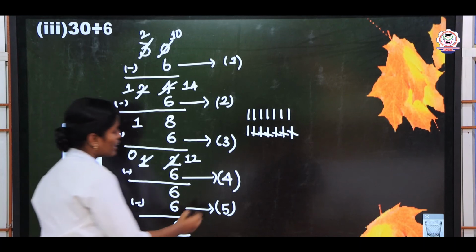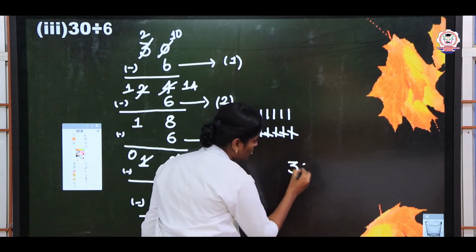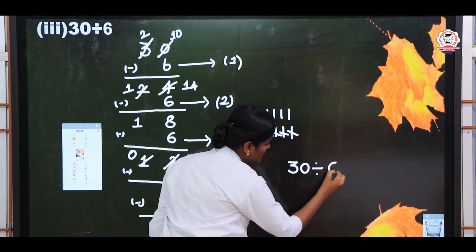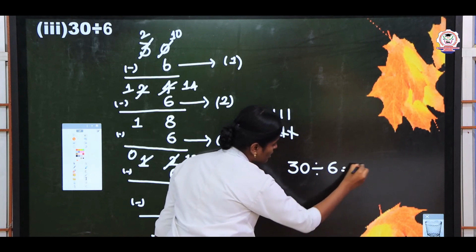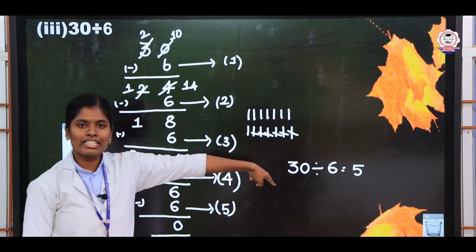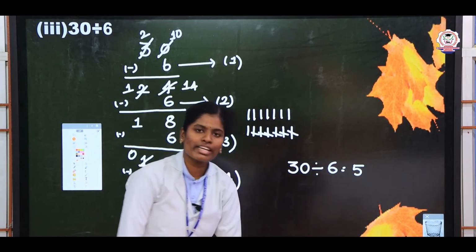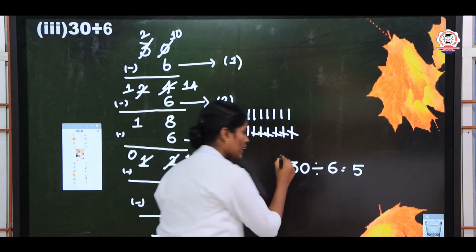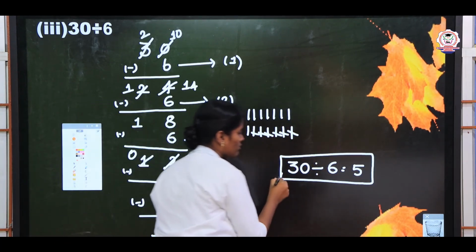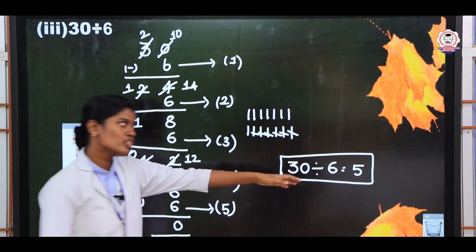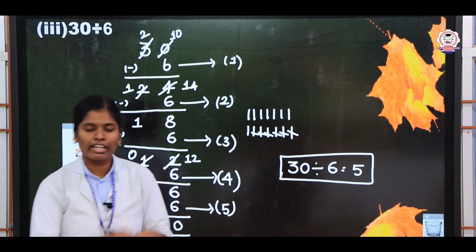So write the division fact. 30 divided by 6 equal to 5. So listen here children, 5 6s are 30 or 6 5s are 30. So this fact name is called the division fact. What is the fact name? This is called the division fact.